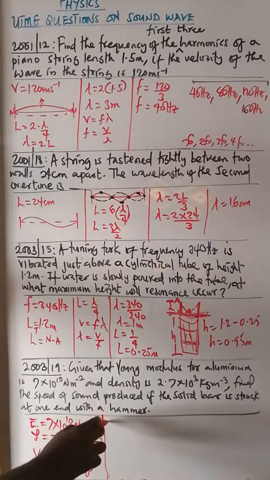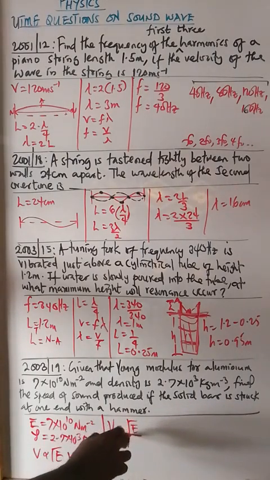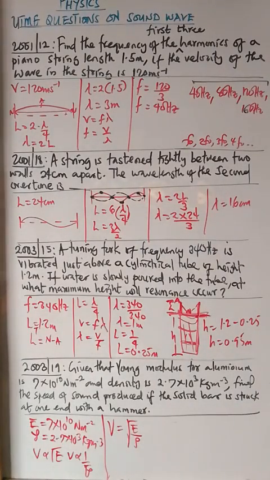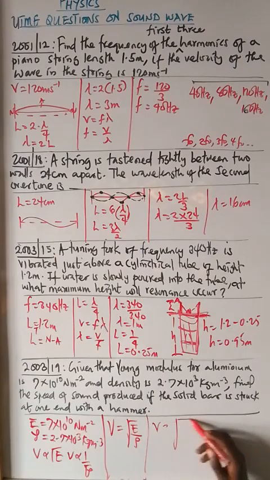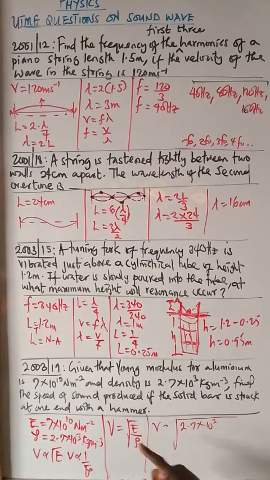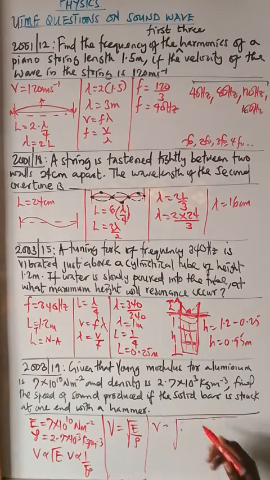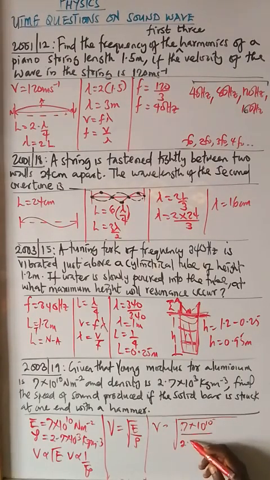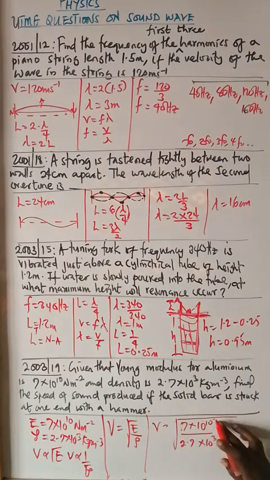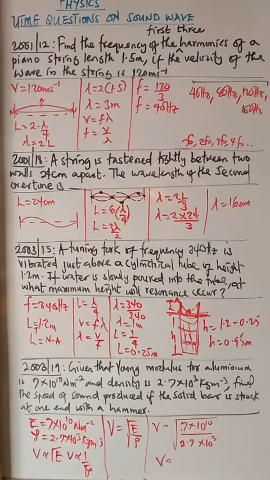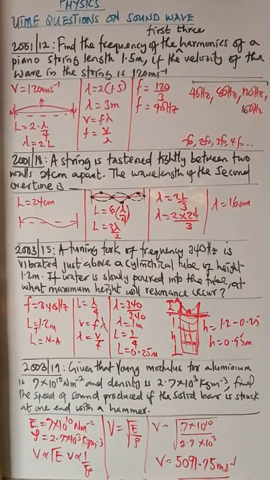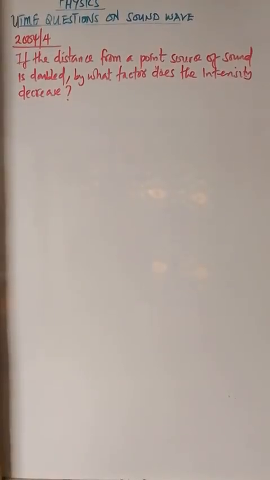I remember that we showed that the velocity equals the square root of Young modulus over density. So we are given the Young modulus and the density, just input the values and get the final answer. So our V becomes the square root of 7 times 10 to the power 10 divided by the density, 2.7 times 10 to the power 3. You press the calculator, and you get the velocity of sound through the aluminum solid bar as 5091.75 meters per second.